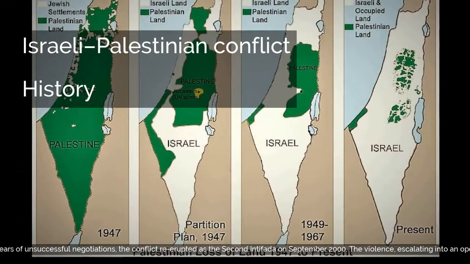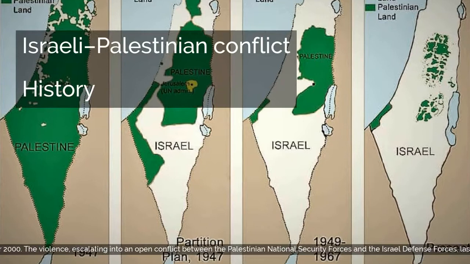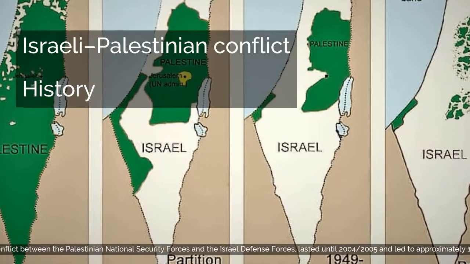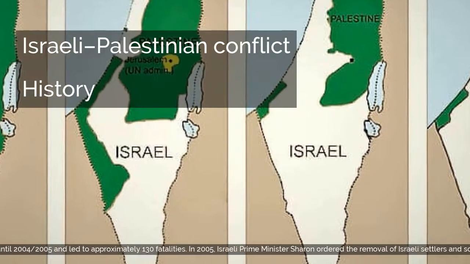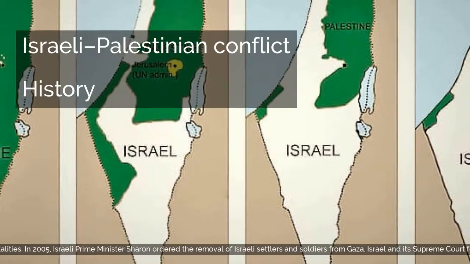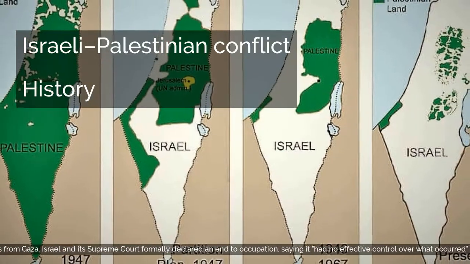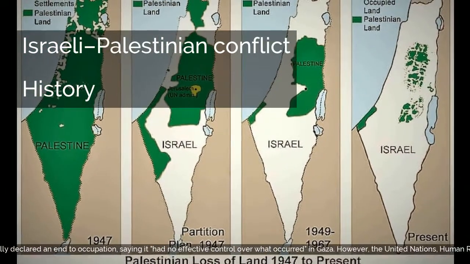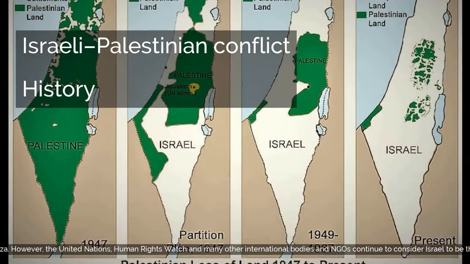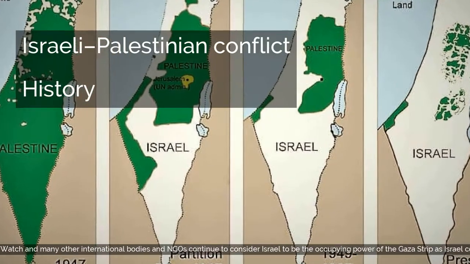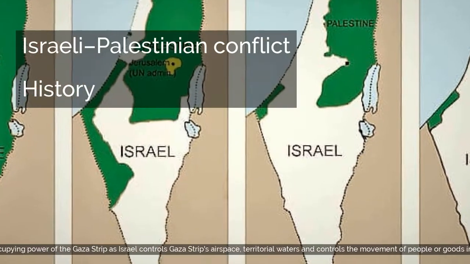The violence, escalating into an open conflict between the Palestinian National Security Forces and the Israel Defense Forces, lasted until 2004-2005 and led to approximately 130 fatalities. In 2005, Israeli Prime Minister Sharon ordered the removal of Israeli settlers and soldiers from Gaza. Israel and its Supreme Court formally declared an end to occupation, saying it had no effective control over what occurred in Gaza. However, the United Nations, Human Rights Watch and many other international bodies and NGOs continue to consider Israel to be the occupying power of the Gaza Strip, as Israel controls the Gaza Strip's airspace, territorial waters and the movement of people or goods in or out of Gaza by air or sea.